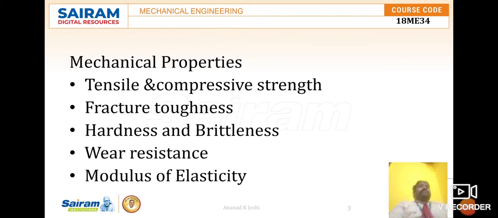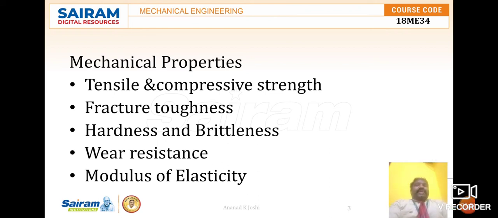There are different properties that ceramics have. Ceramics have mechanical properties, so let us go through the mechanical properties. There is a variety of properties.